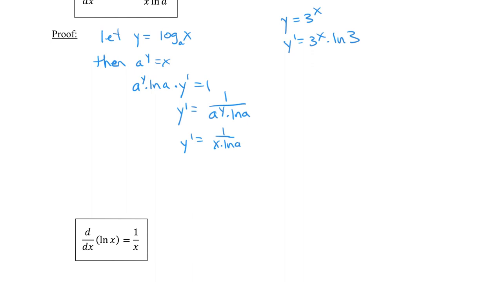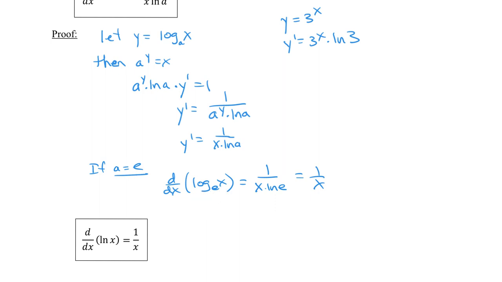So what if we say, let's say if A equals E? If we're over here and this base is E, then we'd have the derivative of log base E of x would be equal to, according to our new formula, 1 over x times the natural log of E. And we know the natural log of E is just 1, so it's 1 over x. And that leads us to this.